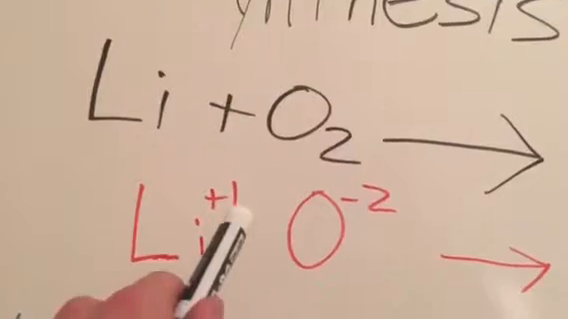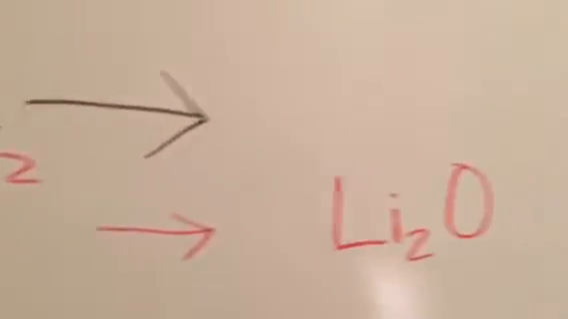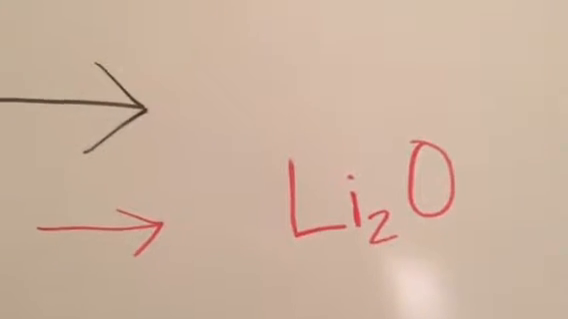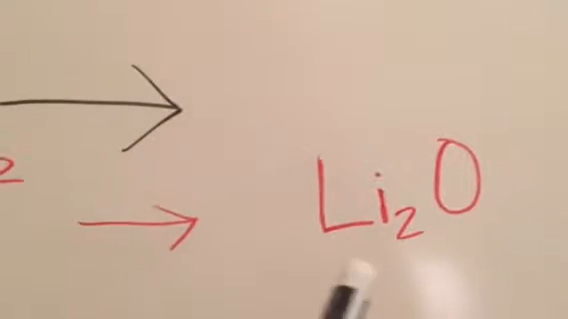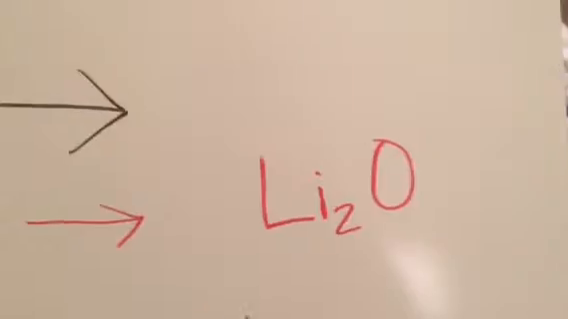But the other way we can do this is by crossing these charges. One oxygen, two lithiums to balance this. That leaves us with our compound lithium oxide, something we should be able to name just by looking at the formula alone, of Li2 and one oxygen. That's our ratio for this formula unit.